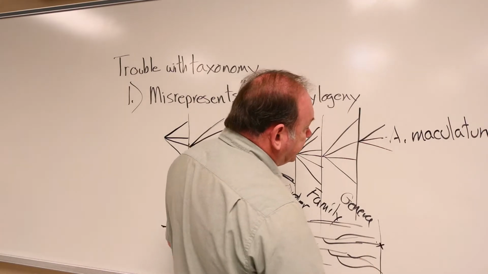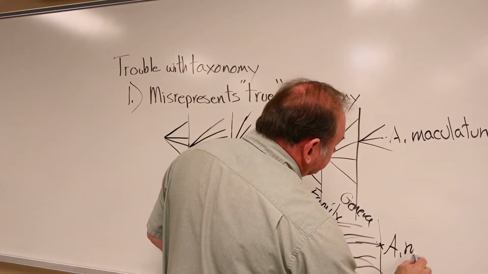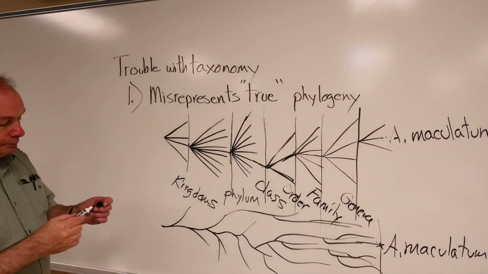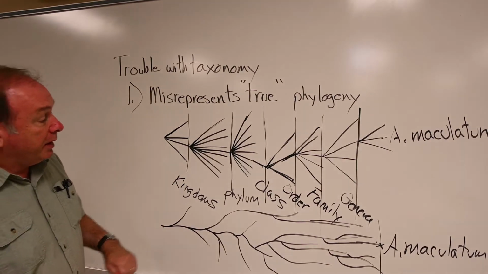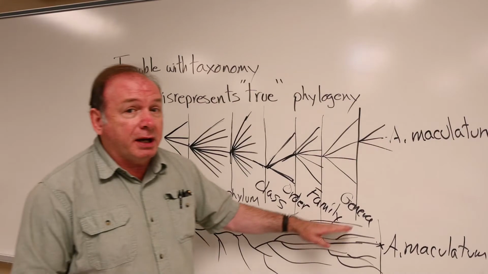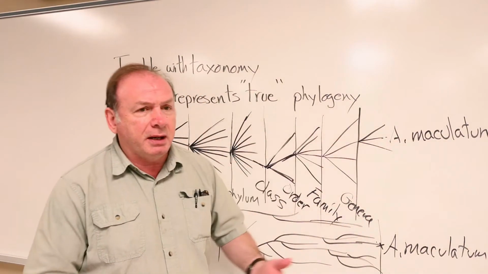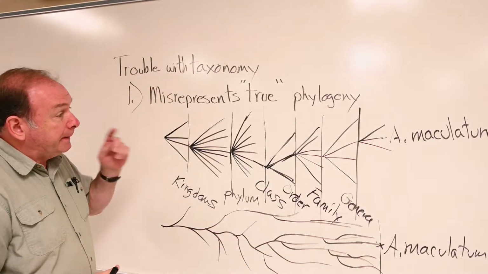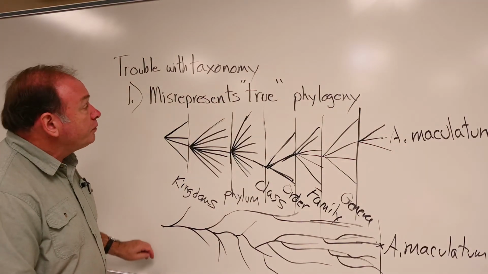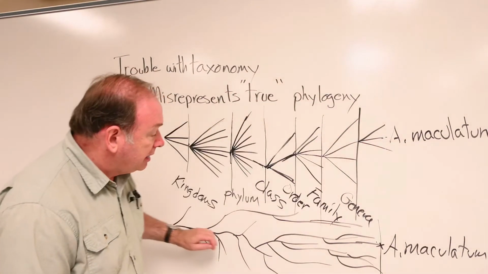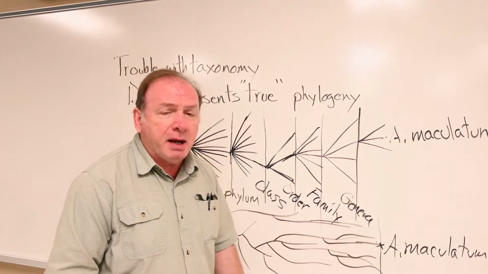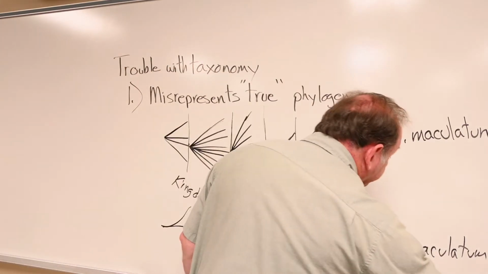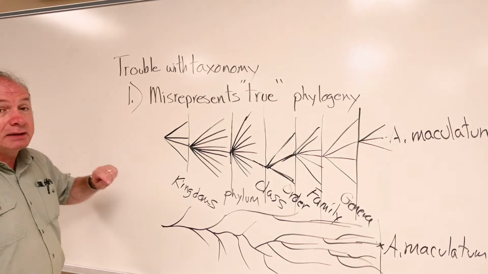And this one over here might represent the same thing. So anyway, this continuous kind of branching pattern is much different than what's represented by thinking of things in terms of kingdom, phylum, class, order, family, genus, species. So it represents what the actual history may have been in terms of a line of ancestry. So that's our first trouble with taxonomy. Now on to the second.